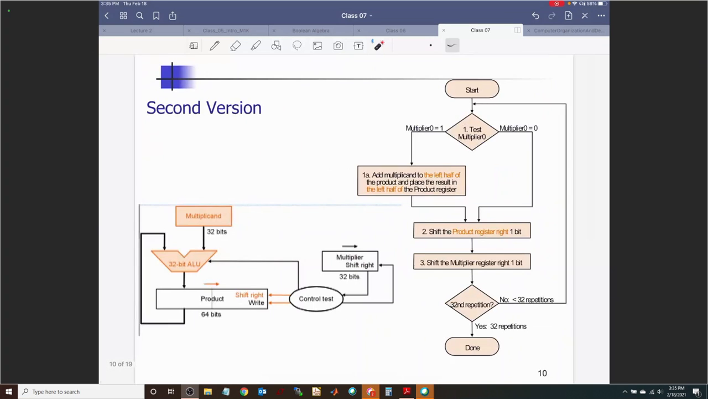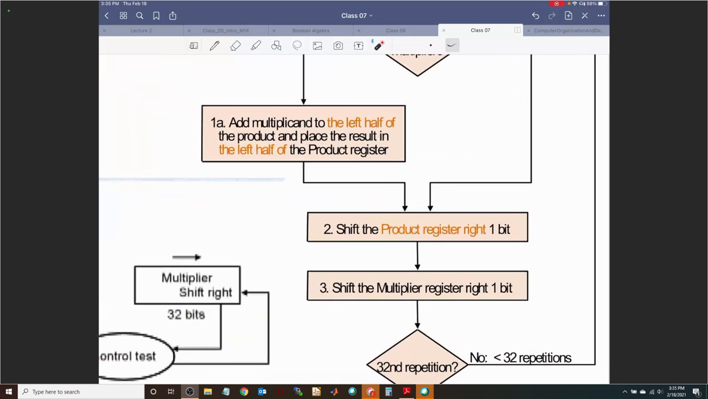So the improved hardware, and we are showing two things over here. One is the hardware block diagram and the other is the flowchart for it. And nothing much changed over here. All that changed is 1A, right? We are still going through the start. We are looking at the least significant bit of the multiplier. If it is 0, we are shifting. When it is 1, we are doing that addition. But a few things changed. What? 1A and 2. Take a look at that.